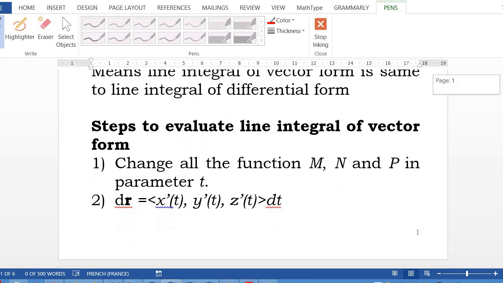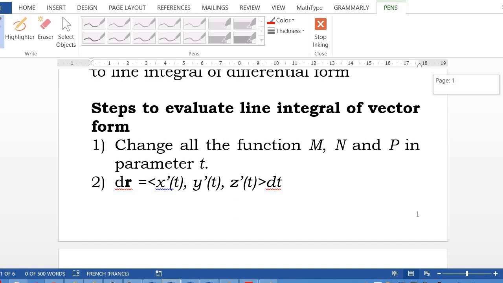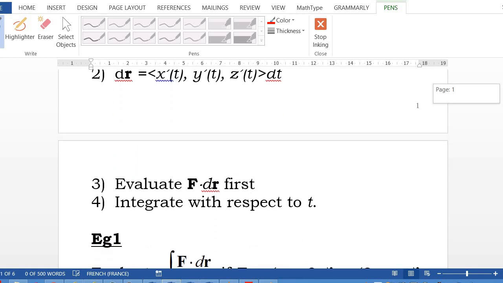Next, the steps to evaluate the line integral of a vector field: first, change all the functions M, N and P into the parameter t, then find dr. Third step, you evaluate the dot product, and later on integrate with respect to t.